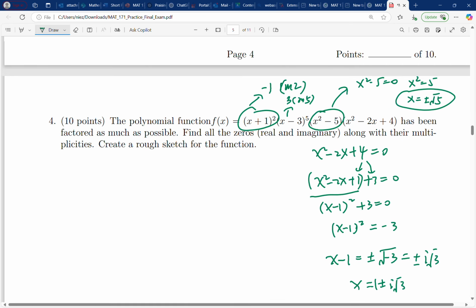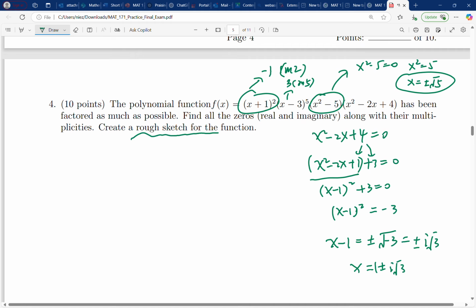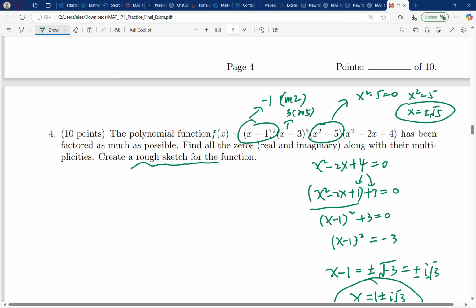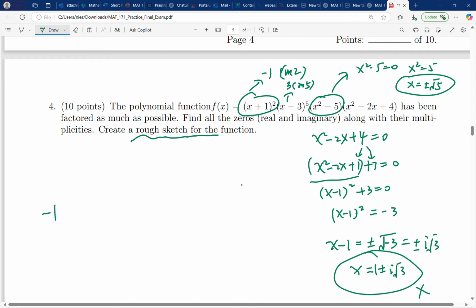All of those two, multiplicity is 1. Why do we ask for multiplicity? Because I want to create a rough sketch of the function. When you create the rough sketch, you need to use the multiplicity. And those two values are imaginary numbers, so those two will not show on the graph. When you draw the graph, find all the real zeros and put them in. What are all the real zeros? Negative 1, negative square root 5.